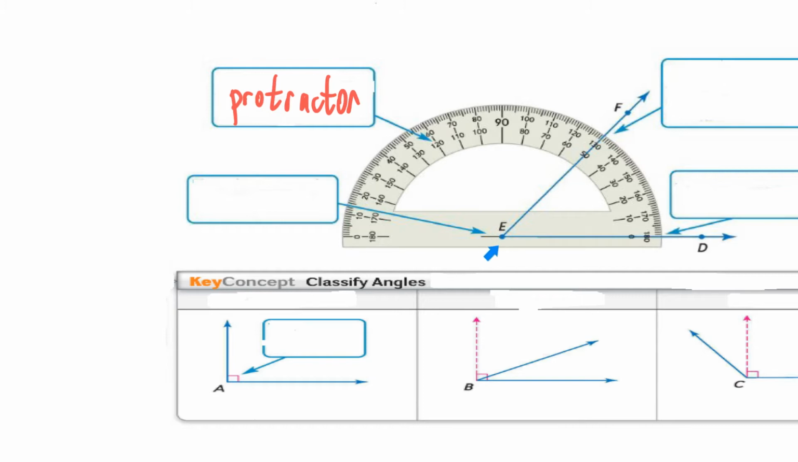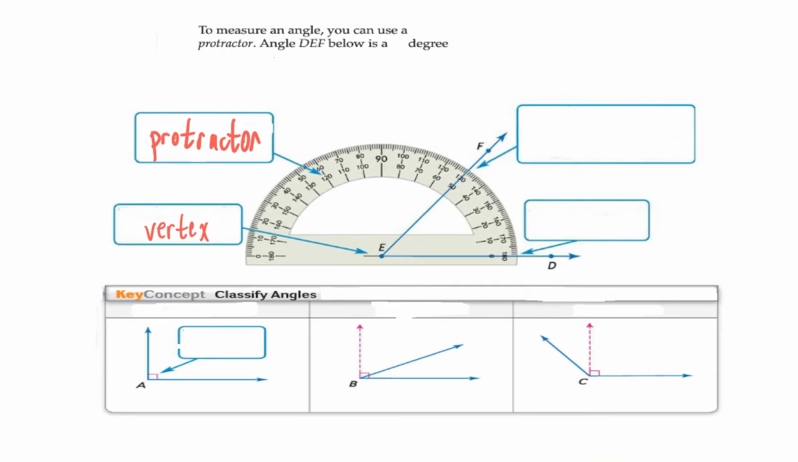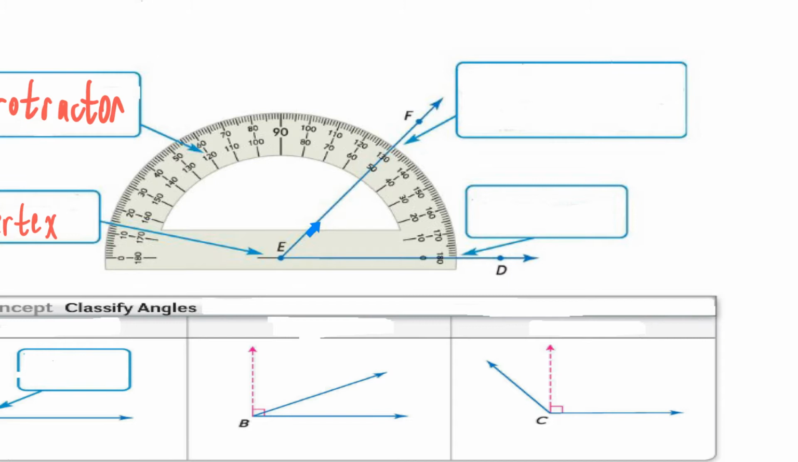Well, it's an origin, but what do we say on the front? What do we call this? Vertex. It's the vertex. Okay, what do we call this part of an angle? A ray, or as part of an angle, what is it? Side. It's the side of the angle, and this right here is the side of the angle.